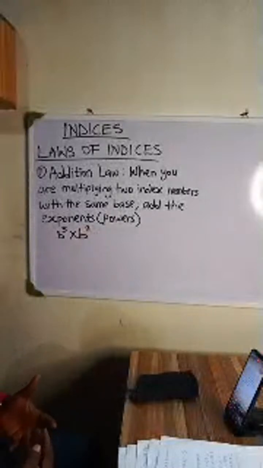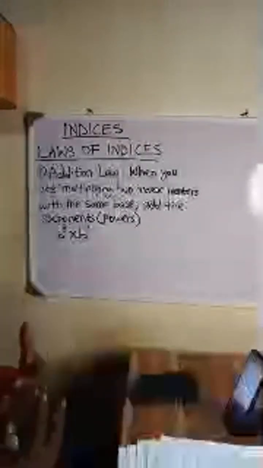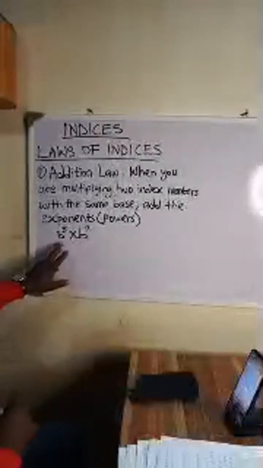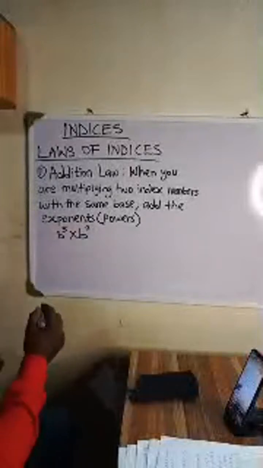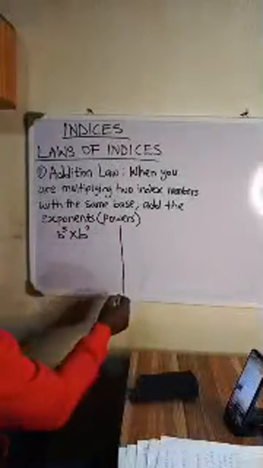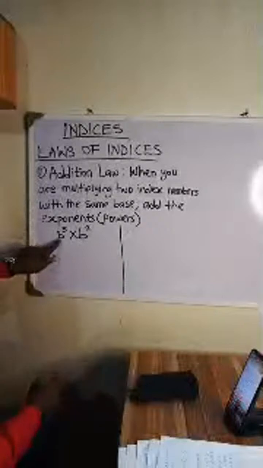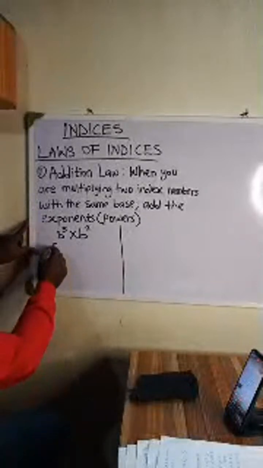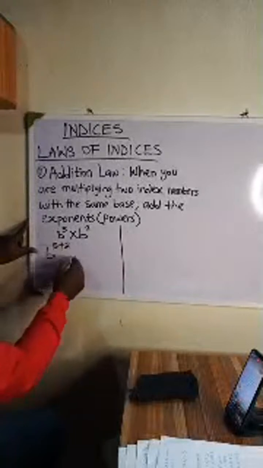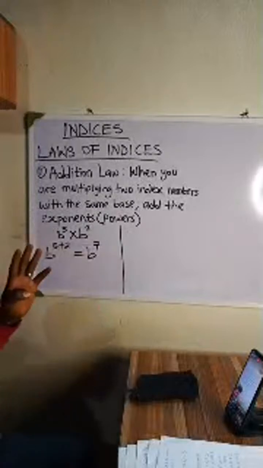Remember, an index number shows that the base is multiplying itself a number of times. So if you have b to the power of 5 times b to the power of 2, let's split this into 2. Since the bases are the same, b, this is b to the power of 5 plus 2, which will give you b to the power of 7. That's correct. But let's see why it is correct.